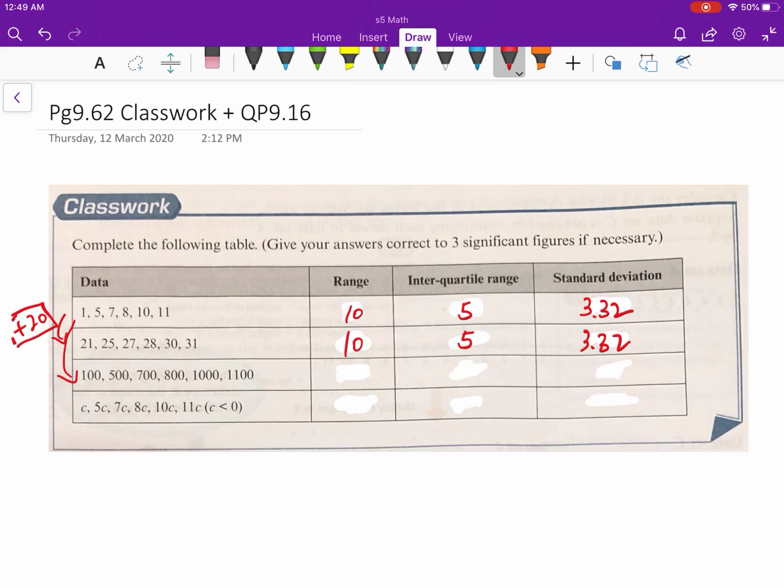Then how about this one? Can you observe what you did? Then you will get the third one. Yes, you multiply 100. So you multiply 100, then the range will multiply 100 as well. So 10 times 100, you will get 1000. So for the IQR, you get 5 times 100, and then you will get 500. And the last one, 3.32 times 100, then you get 332.